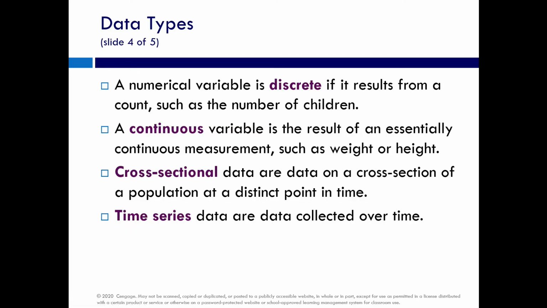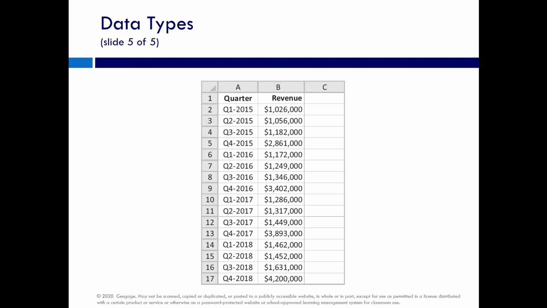A numerical variable is discrete if it results from a count, such as the number of children. A continuous variable is the result of essentially continuous measurements, such as height or weight. Cross-sectional data is a cross-section of a population at a distinct point in time. Time series data is data collected over time. And you can see this is first quarter, second quarter of 2015, up to 2018, with the different revenues.